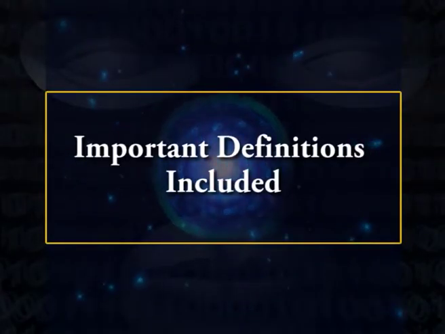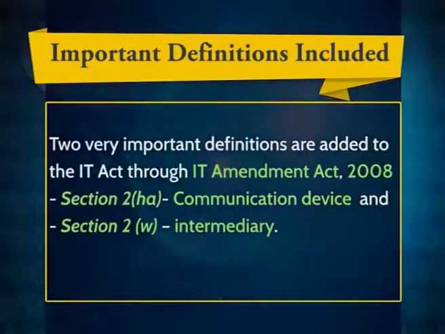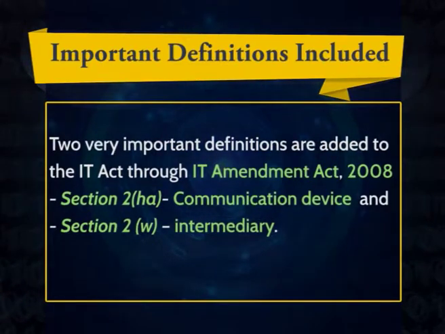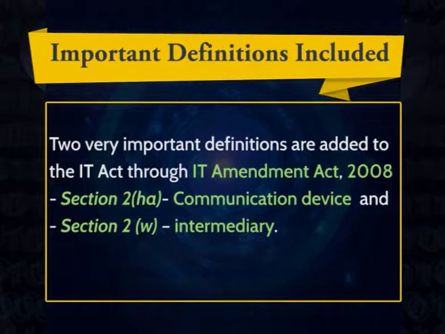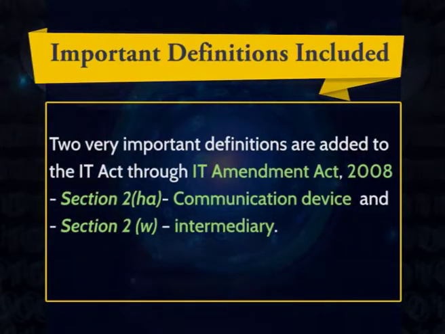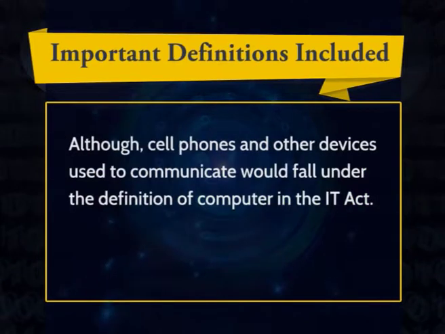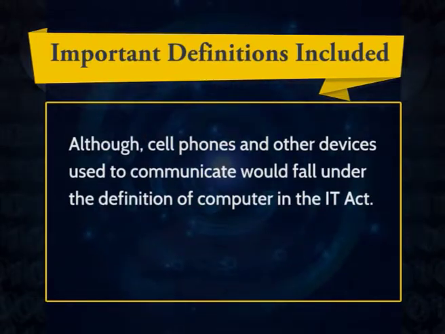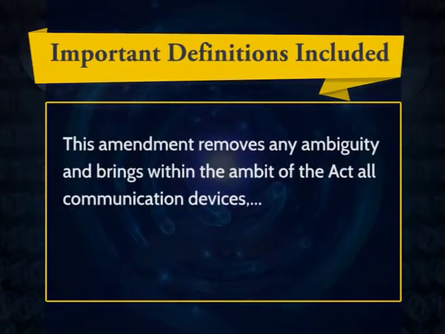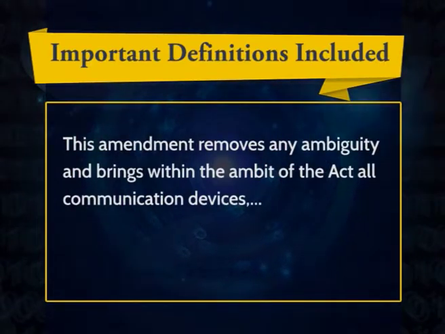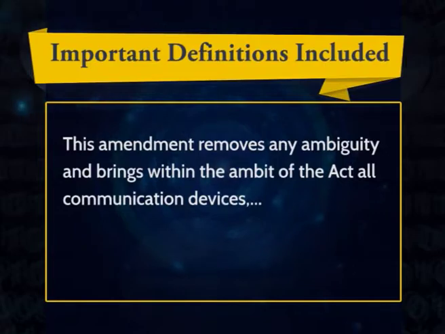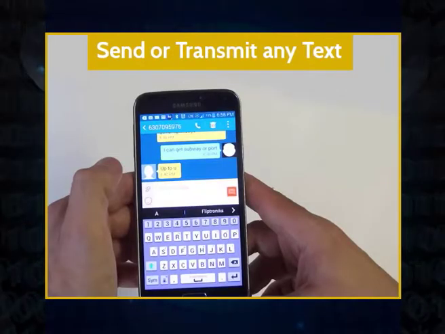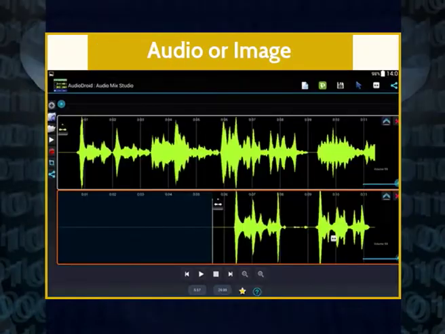Yes, two very important definitions have been added to the IT Act through the IT Amendment Act 2008: section 2 subclause ha, which means communication device, and section 2w, which means intermediary. Although cell phones and other devices used to communicate would fall under the definition of computer in the IT Act, this amendment removes any ambiguity and brings within the ambit of the Act all communication devices, cell phones, iPods or other devices used to communicate, send or transmit any text, video, audio, image.